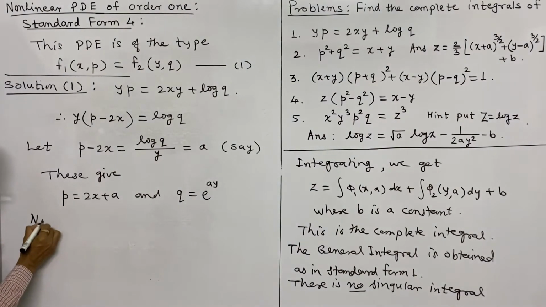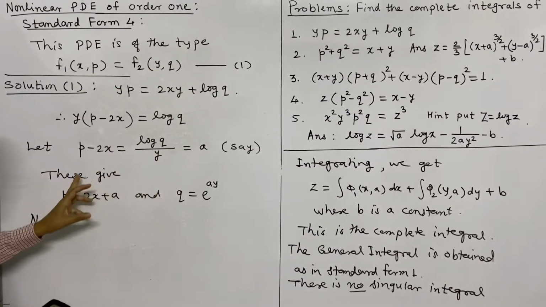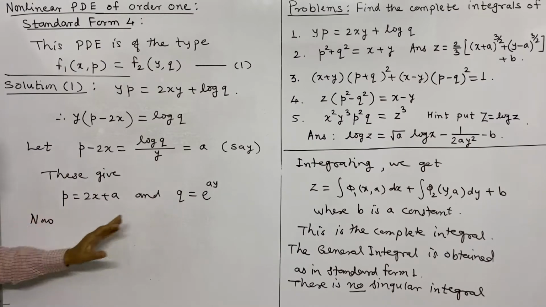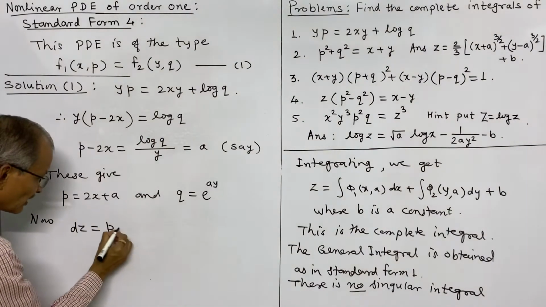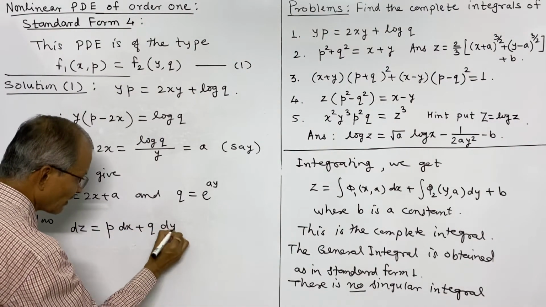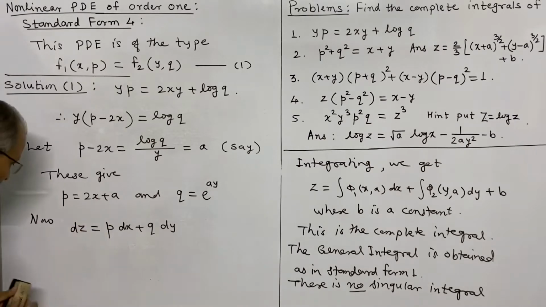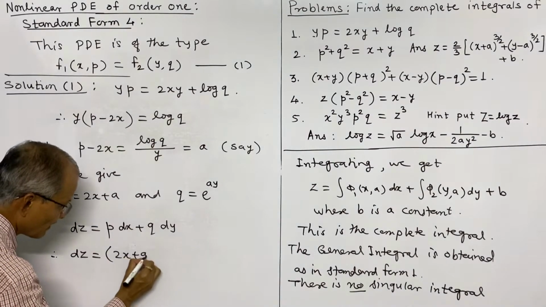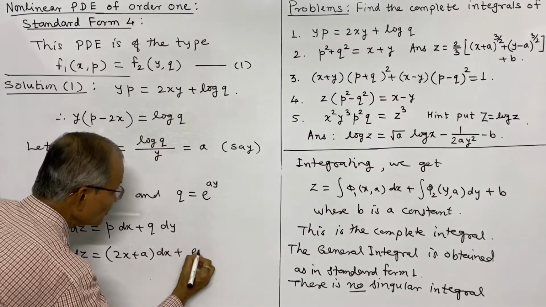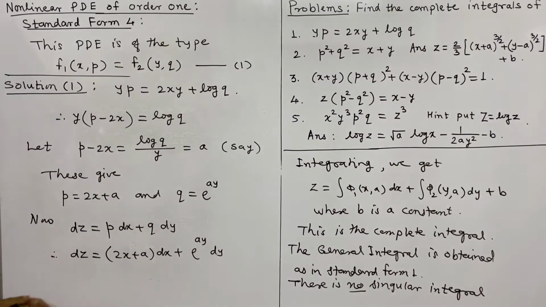So this is the procedure that we have just written. We have written this is equal to a, and then we have solved this for p, this for q, and now we have the result as total differential of z is p into dx plus q into dy. Now this is the fixed step, so we always have this, and further we can put the value of p and q, and that gives dz is 2x plus a into dx plus e to the power ay into dy. And now we can easily integrate this.